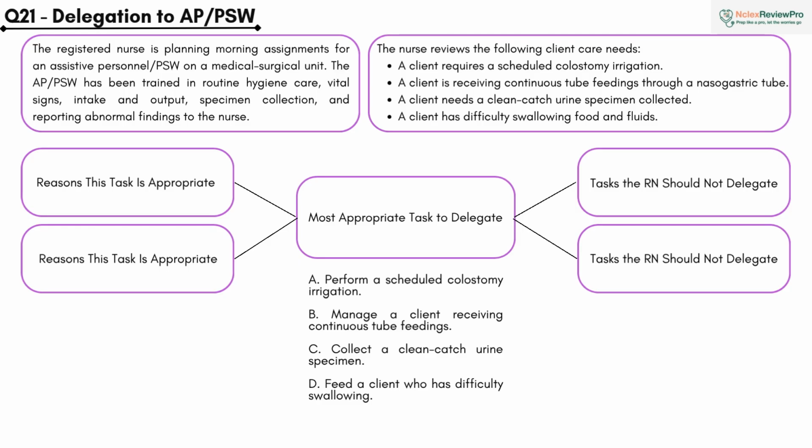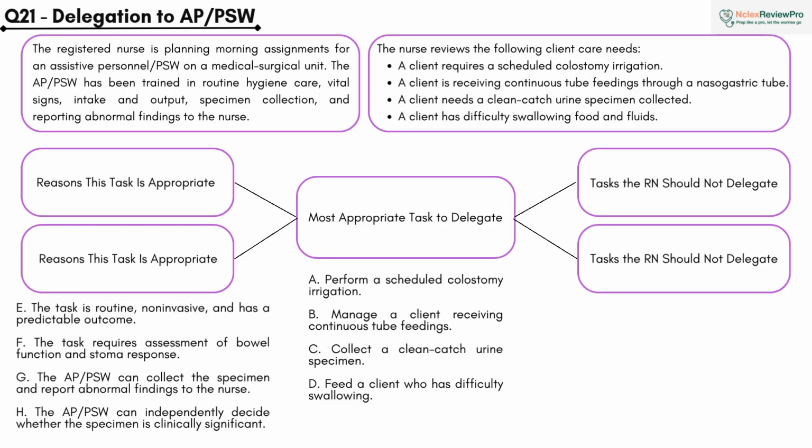For the reasons this task is appropriate, the options are: Option E, the task is routine, non-invasive, and has a predictable outcome. Option F, the task requires assessment of bowel function and stoma response. Option G, the AP or PSW can collect the specimen and report abnormal findings to the nurse. Option H, the AP or PSW can independently decide whether the specimen is clinically significant.